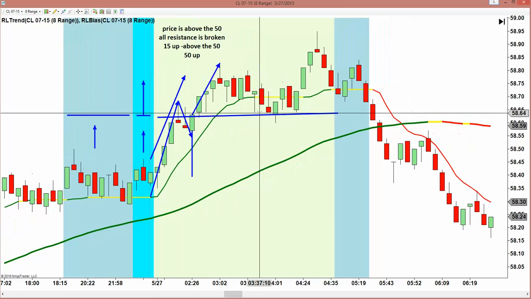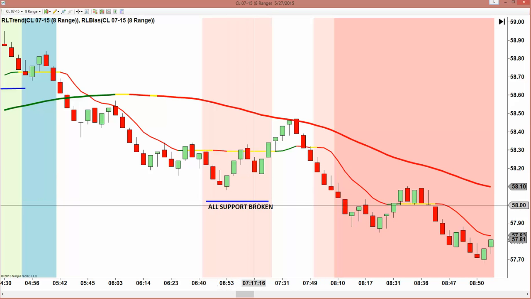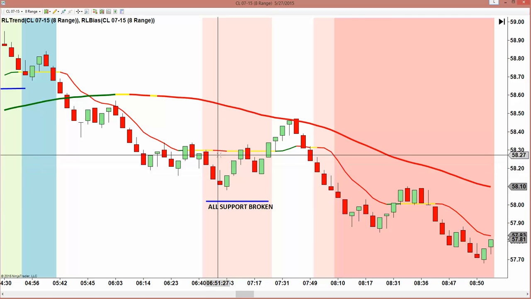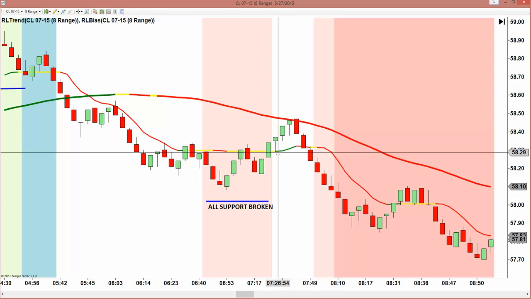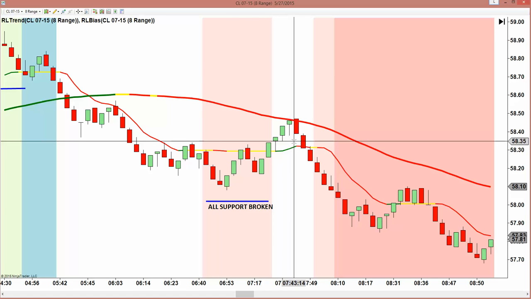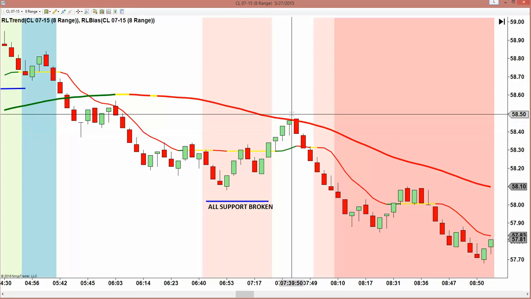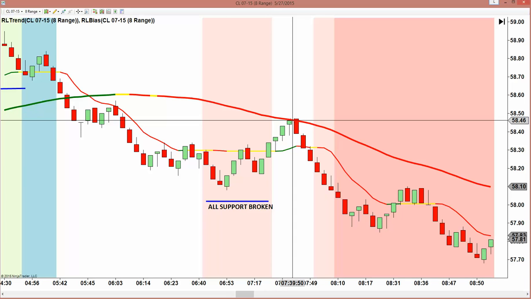So let's take a look at the same thing to the downside. Now here we know all support is broken to the downside, but we know that we're in a trendless higher time frame market. The 15 isn't down with us on the higher time frames. Here we lose all bias. And usually when you lose all bias, it may mean that the 15 is above the 50, but this is the riskiest place to trade.